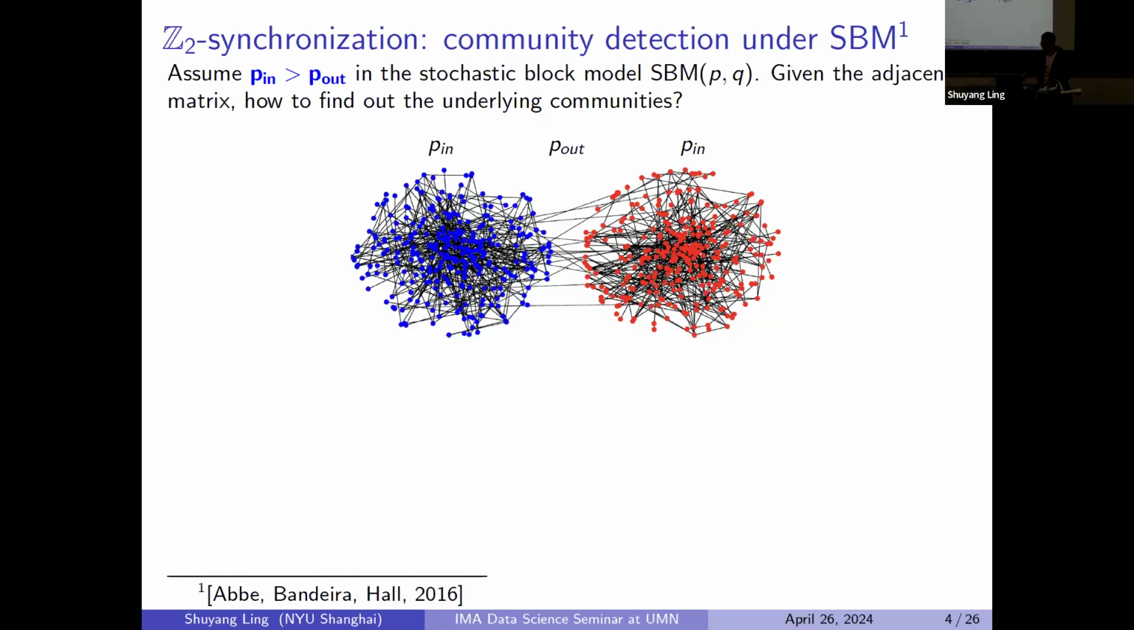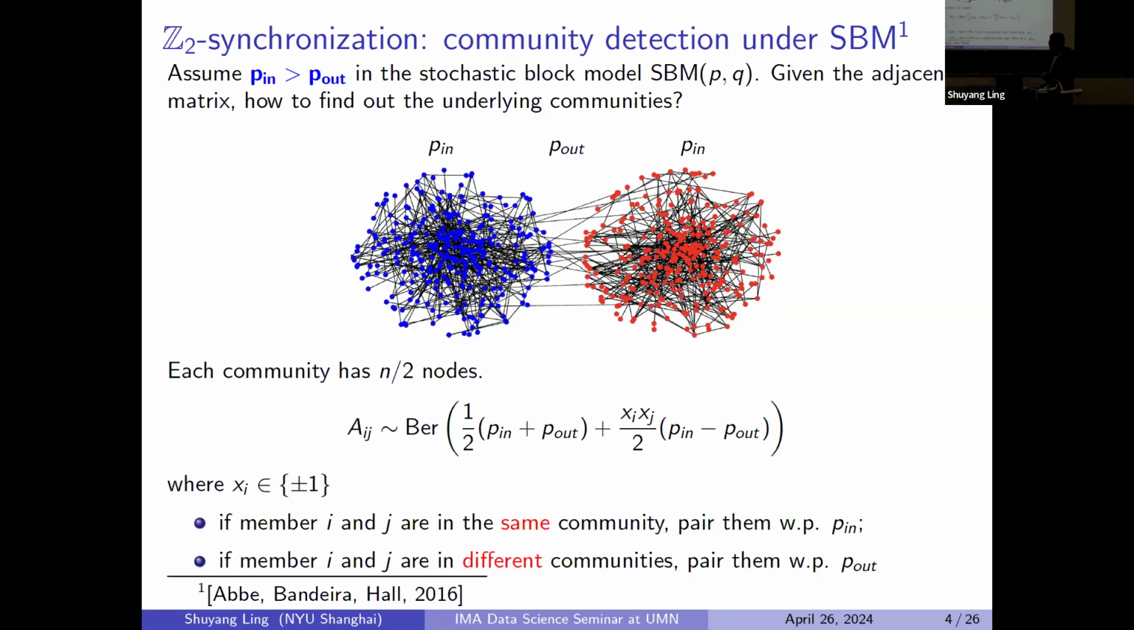Usually P out is smaller. In this case, the adjacency matrix is a random binary matrix. It's Bernoulli, depending on P in and P out. If xi, xj have the same sign, they belong to the same community, then the probability is P in, otherwise P out. So this is also a group synchronization problem. You have this hidden parameter inside, but only pairwise measurements. What you observe is a noisy version of it, and the question is how to recover it.